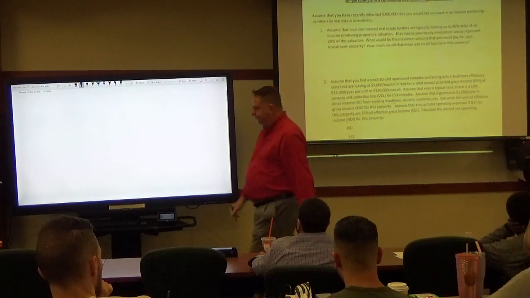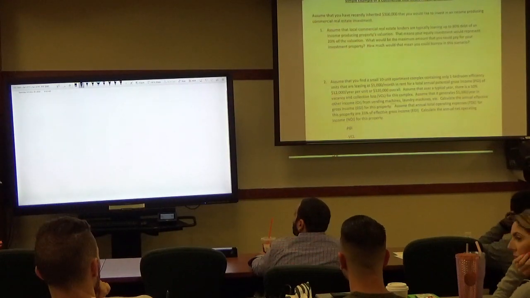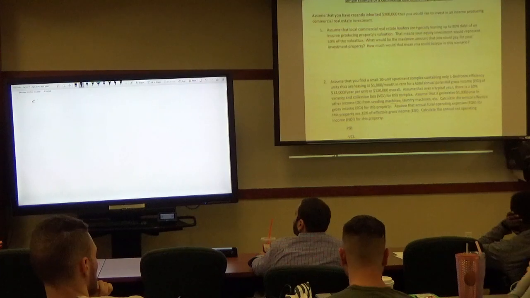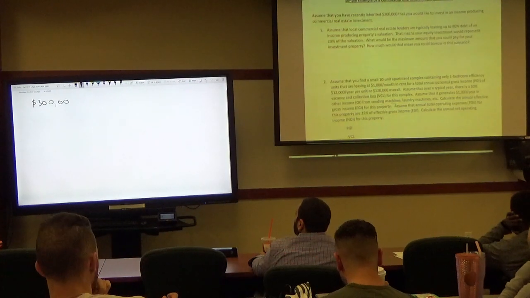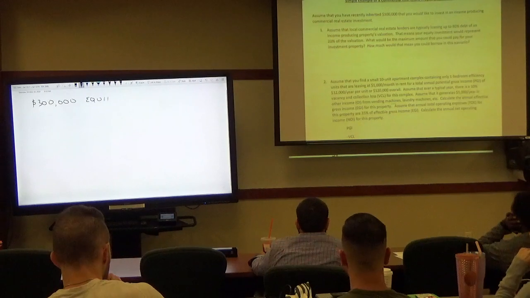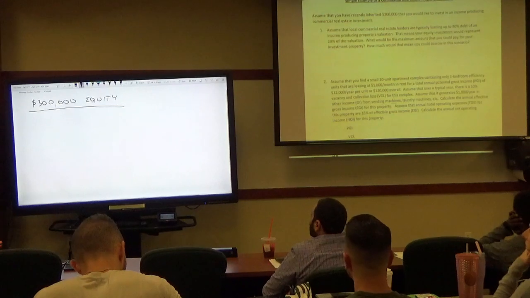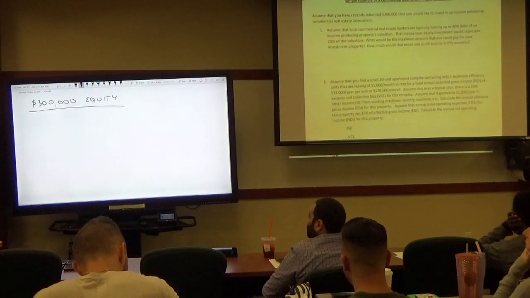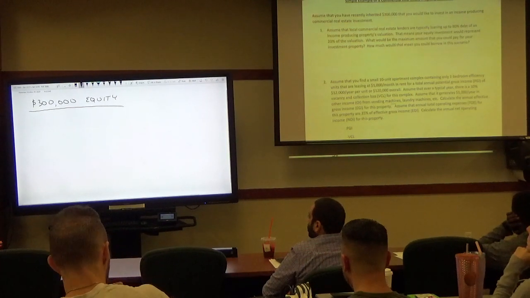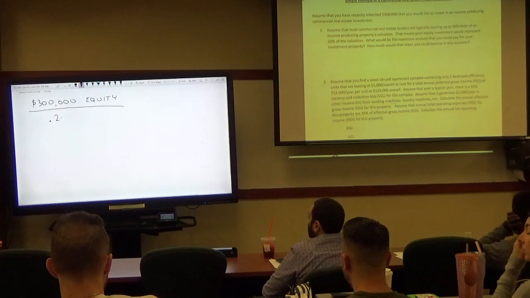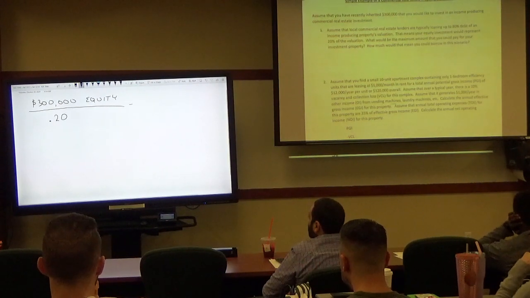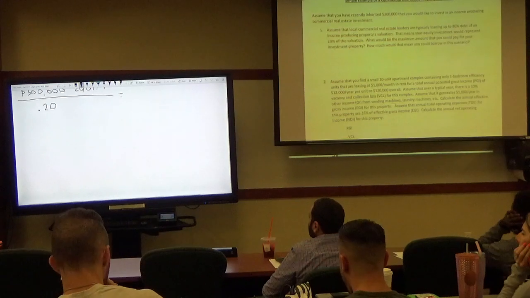So let's start with that. We've got $300,000 of equity, and we're told that can represent 20% of the deal. If that represents 20% of the total, then all we do is take the 300,000 divided by 20%. What do we end up with? 1.5 million.